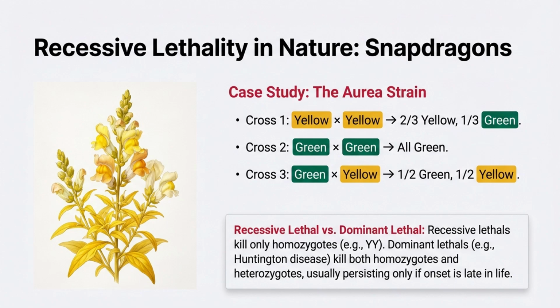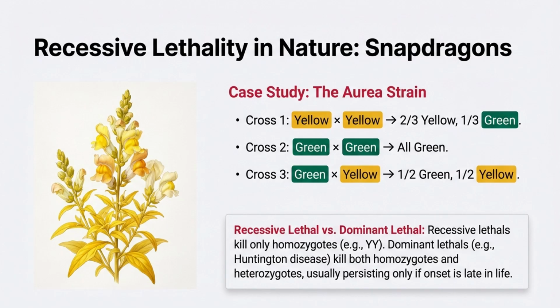We also see this recessive lethality in plants. A classic example is the Aurea strain of snapdragons. If a yellow plant is crossed with another yellow plant, it will always yield a 2/3 yellow to 1/3 green ratio because the homozygous golden plants do not survive.